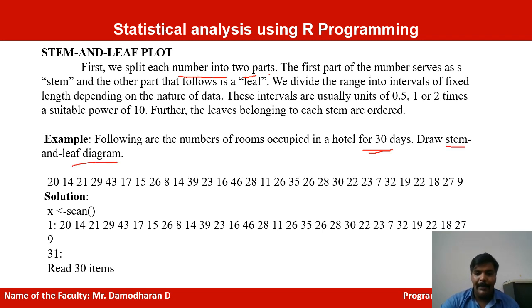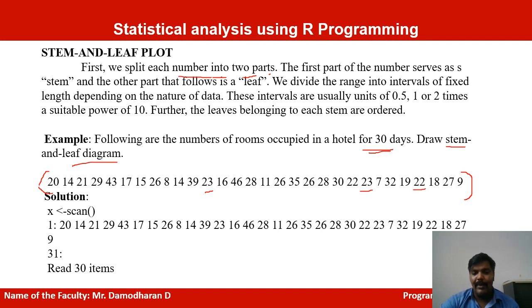The following is the number of rooms occupied in the hotel over 30 days. See, these are all the room numbers. In this list there are 31 numbers. So these 31 numbers will be loaded. So 20, 40, 21, these numbers are there. Some numbers come repeatedly. See here, 22 occurs twice.